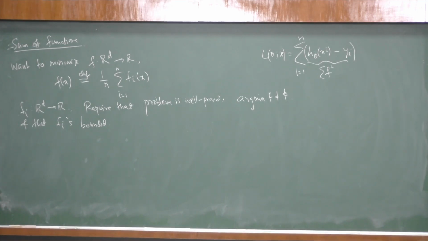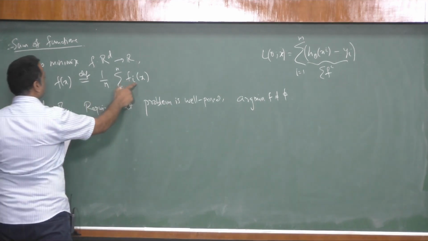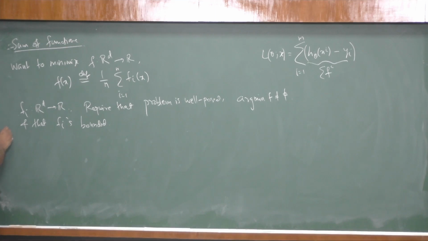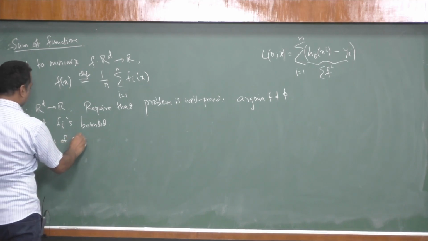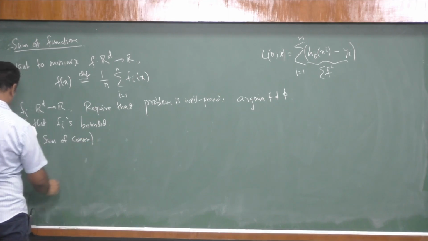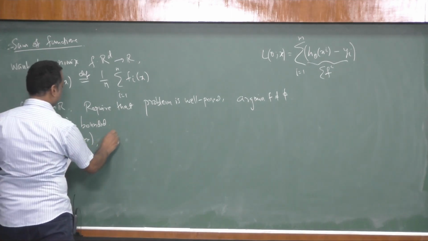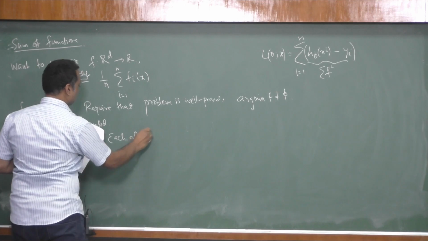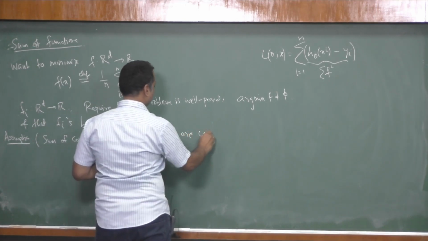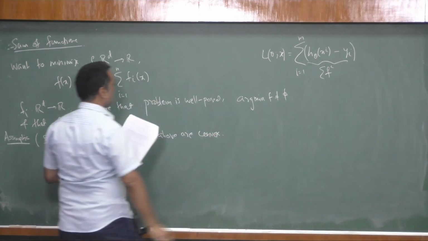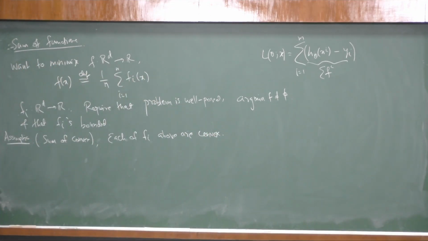So as a specific case, we can also consider functions which are sum of convex functions. So one of the assumptions we can make is sum of convex, where each of the fi's above are convex. This is a further special case.